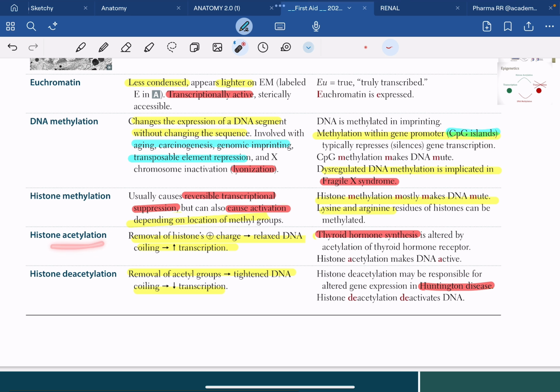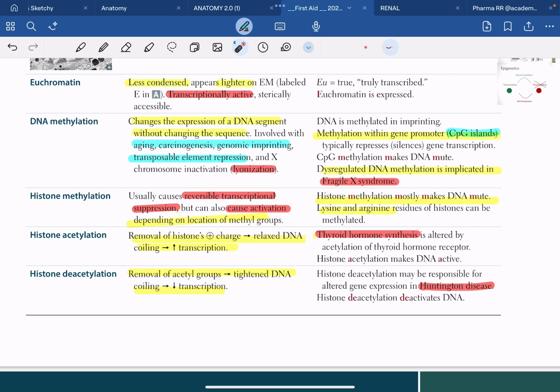Histone acetylation, removal of the histone's positive charge. Relaxed DNA coiling increases the transcription. Thyroid hormone synthesis is altered by acetylation of the thyroid hormone receptor. So what happens? Acetylation increases the function. Histone acetylation makes the DNA active. Deacetylation, it is opposite. Acetylation activates, deacetylation deactivates.